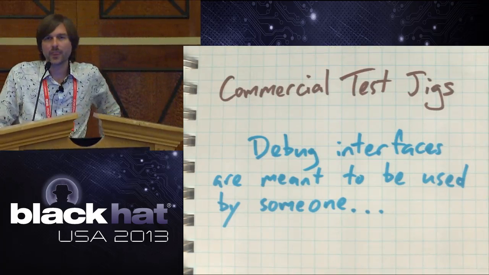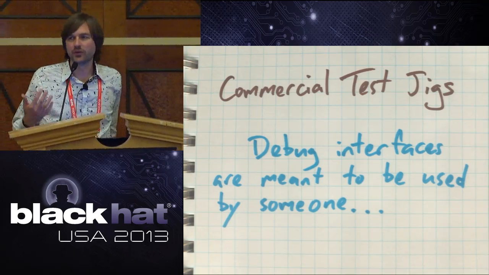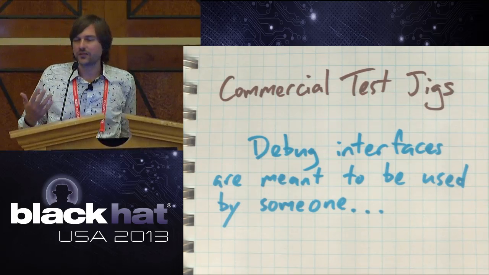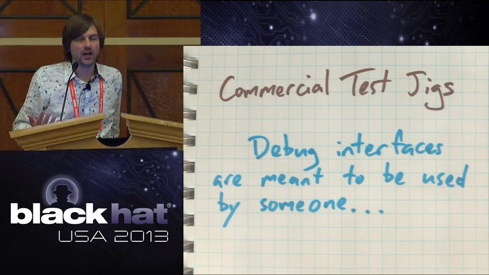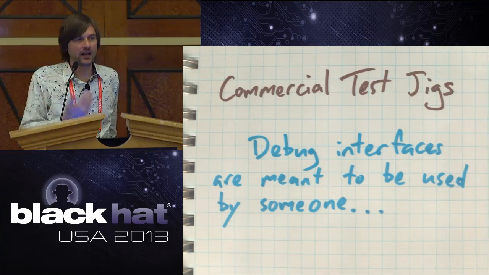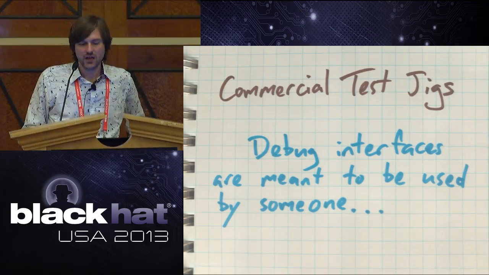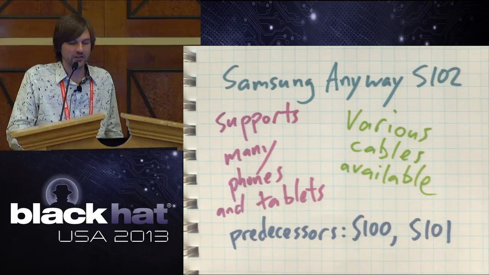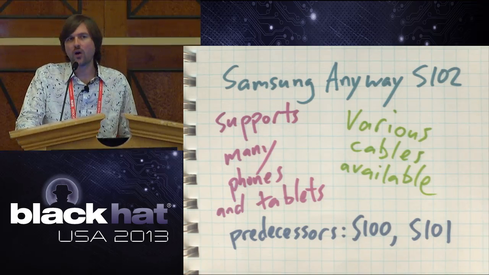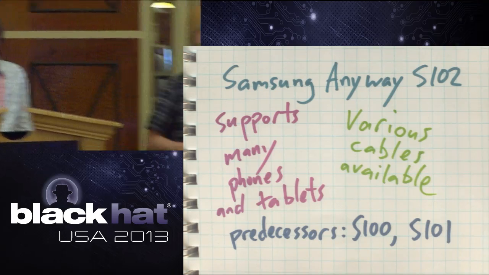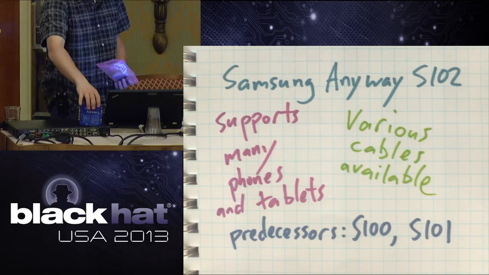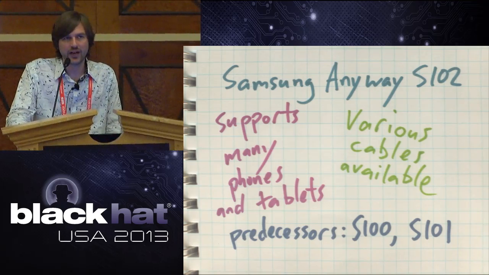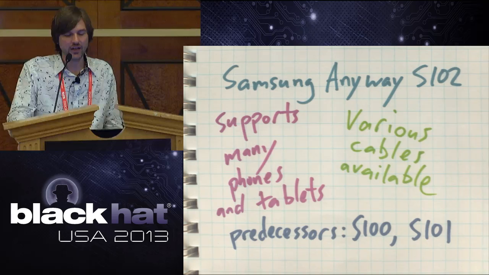All right. So all of these debug interfaces were put there by somebody intentionally. They're intended to be used by somebody. And you can actually find commercial test jigs that are designed to provide connectivity to some of these interfaces. For example, the Samsung Anyway S102 is one that we have up here. It's this blue box. And it supports a whole bunch of Samsung phones and tablets. I mean, going back to a lot of non-smartphones, feature phones, all the newer smartphones and tablets from Samsung are supported on this device.